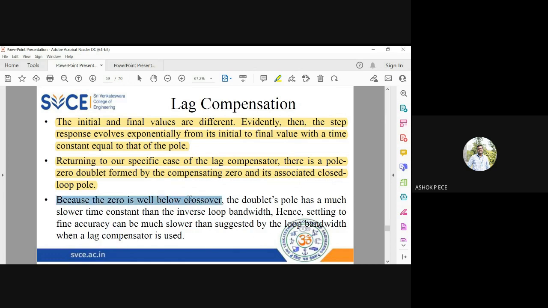Because the zero is well below crossover, the doublet pole has a much smaller time constant than the inverse loop bandwidth, and the settling time, hence settling to fine accuracy, can be much slower than the system which is going to be used when the compensator is used. So this is going to be lag.